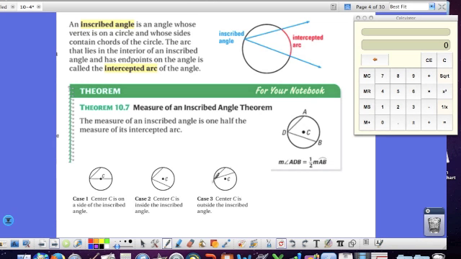This is different than what we've done previously because now the angle sits on the circle. In the prior lesson, we had an angle that used the center of the circle as its vertex. These sit on the outside. So that's how this lesson is different than the prior lesson.